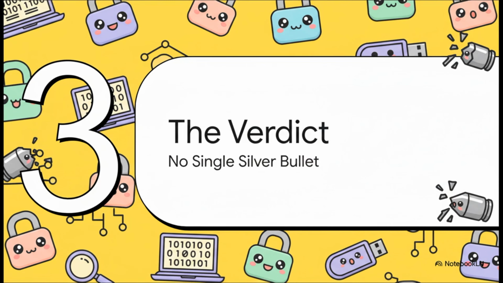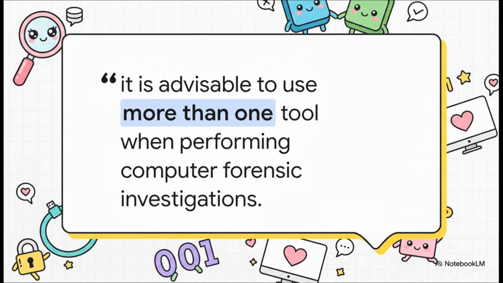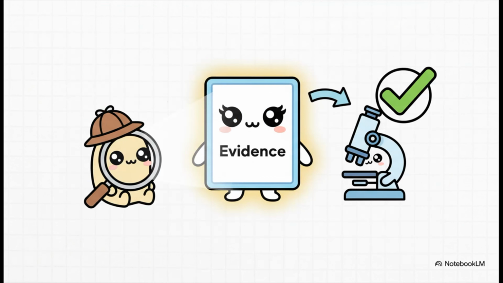So, what's the big takeaway from all this? Well, the study came to a really clear, really important conclusion. When it comes to digital forensic tools, there's just no such thing as a silver bullet. In fact, the most important point is right here, in this quote straight from the research. The best practice, the smartest, most defensible strategy is to use more than one tool when you're doing these investigations. Because at the end of the day, the goal isn't just to find something, it's to prove it. And the strongest, most rock-solid evidence always comes from validation.